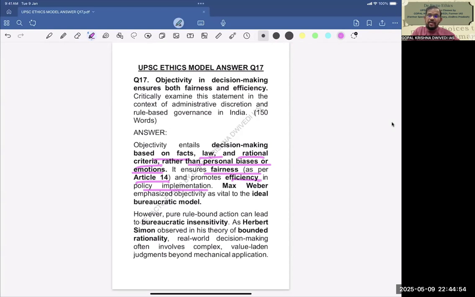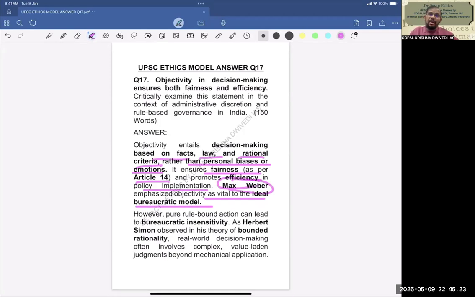And now next we are quoting an important thinker of the 20th century, Max Weber. Now Max Weber has written a lot of books and articles on bureaucracy because he is one of the very key writers as far as bureaucracy is concerned. So Max Weber has emphasized objectivity as vital to the ideal bureaucratic model. So this is emphasized by Max Weber. So this also we are quoting.